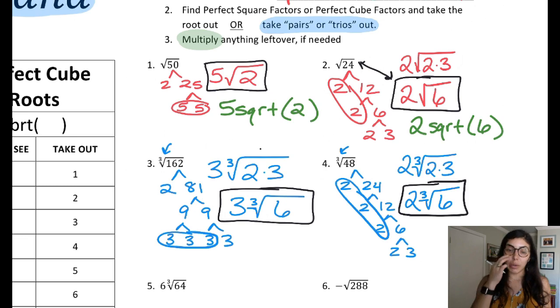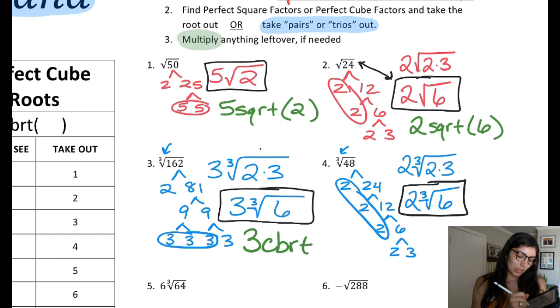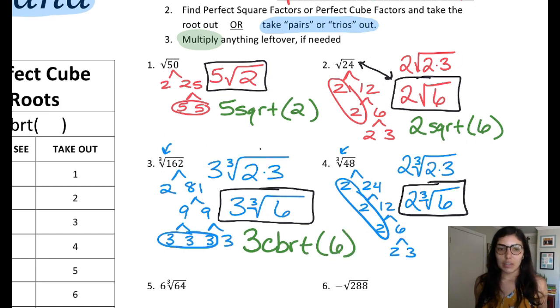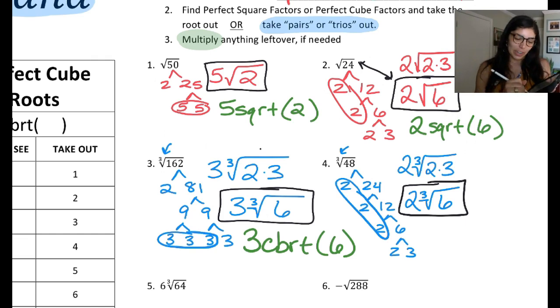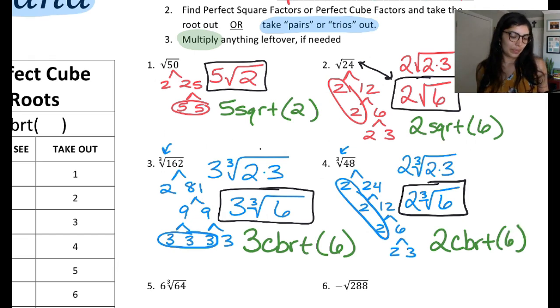For number 3, the way that I would write that is 3 times the cube root of 6: 3CBRT, open parentheses, 6, close parentheses. And for the last one, let me move my face because I know I'm going to be in the way. There it is. For the last one, I would write 2CBRT, open parentheses, 6, close parentheses. 2 times the cube root of 6.